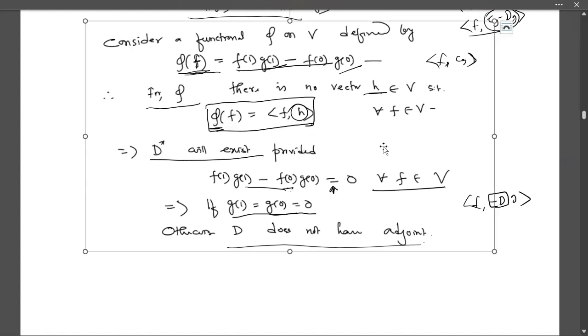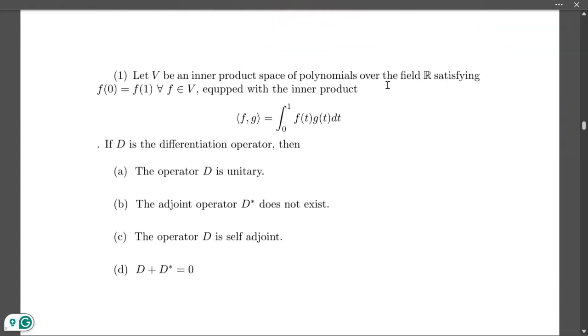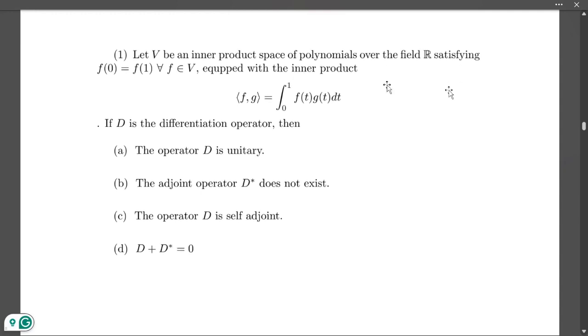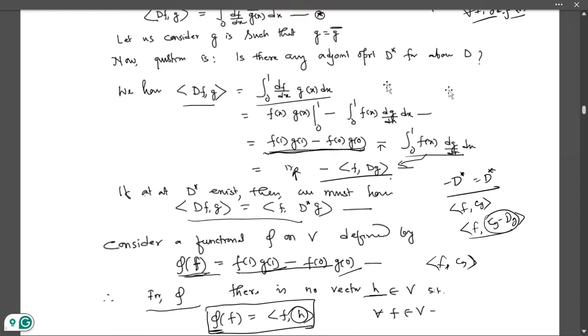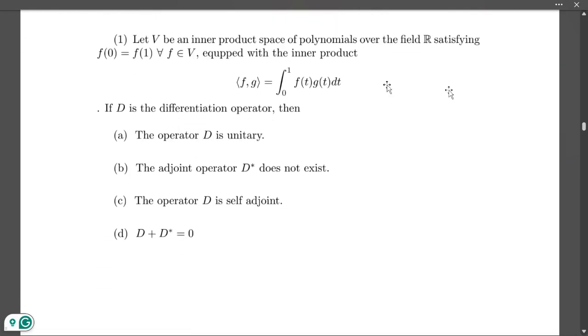The minus is coming, right? Here we have a minus, that is why I'm writing it. So let's see. The first question is on the same thing. That is why I was recalling this exercise, so that we can do this.